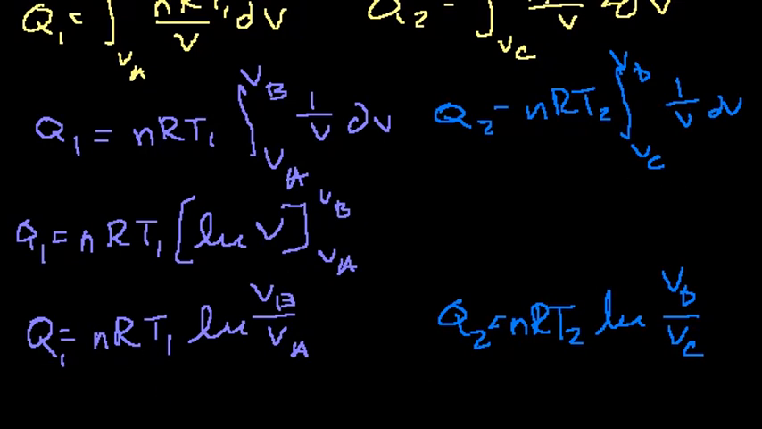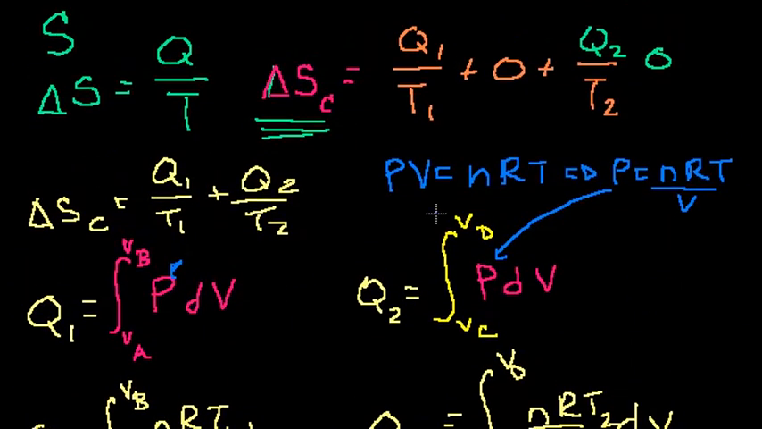Now, what was our original question that we were dealing with? We said this is a legitimate state variable if the change in this, whatever this value S, as we go around the cycle is equal to 0. That means it didn't change. So these two things, when you sum them, have to equal 0. q1 over T1 plus q2 over T2.